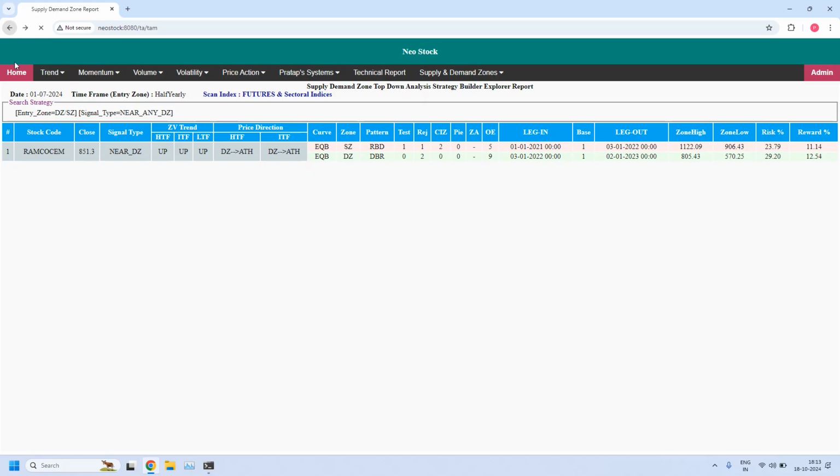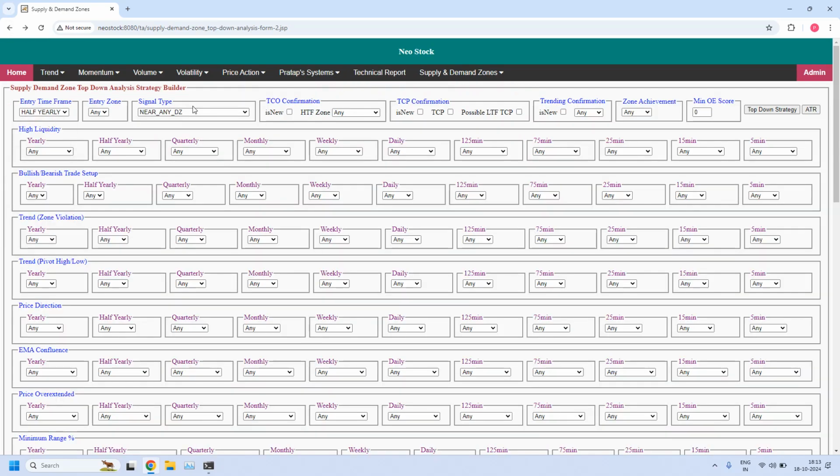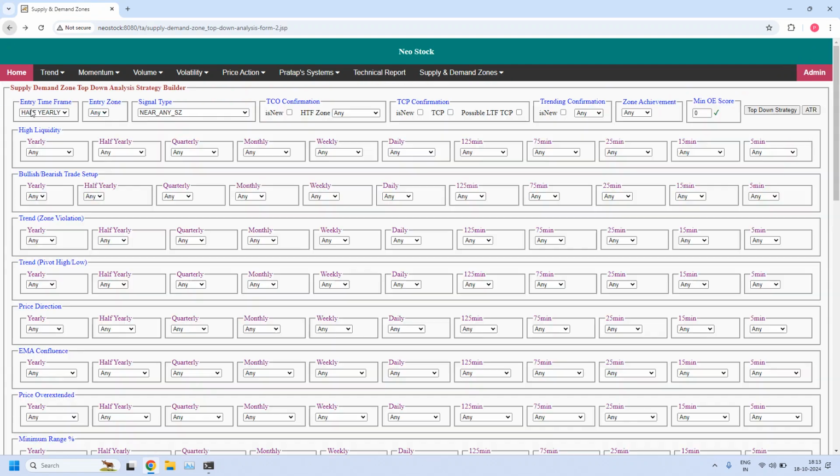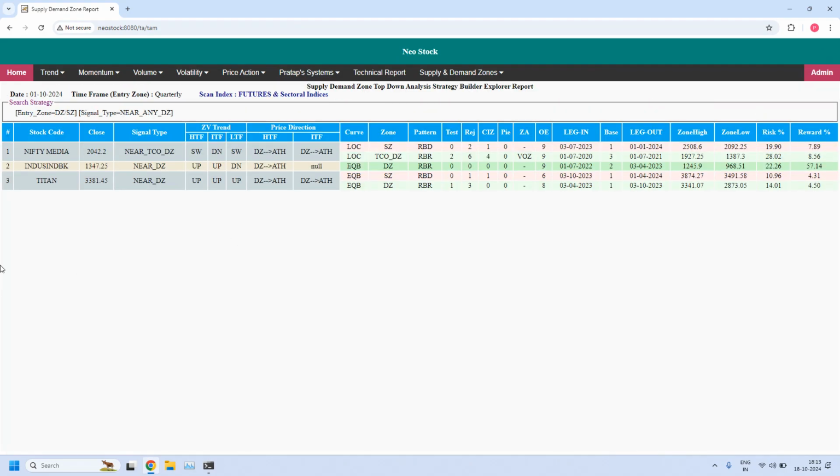Okay, next for half yearly time frame, let us find the stocks near half yearly supply zone. One stock is filtered near to the half yearly supply zone. Next time frame is quarterly. Let's find the stocks near quarterly demand zone. 3 stocks are filtered.